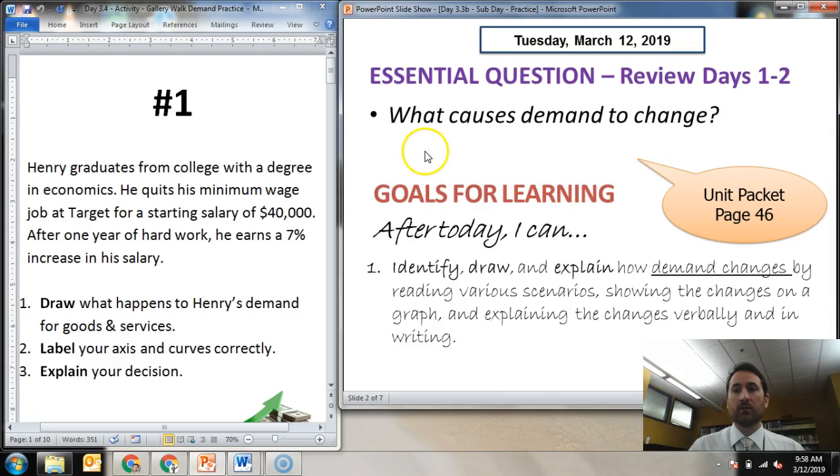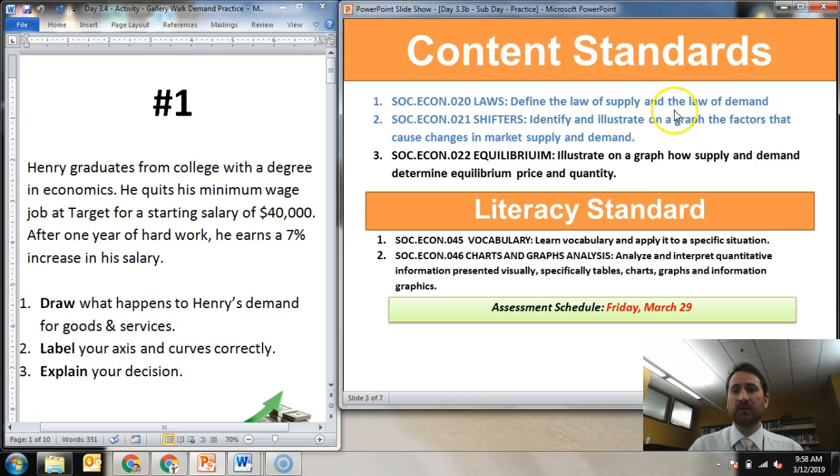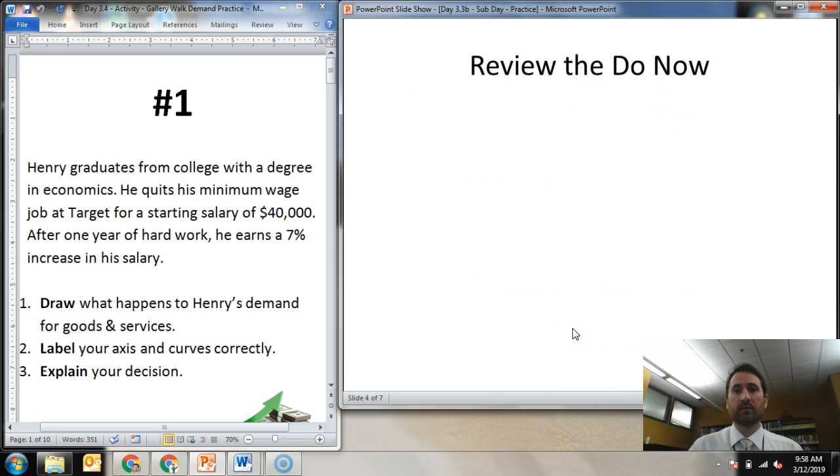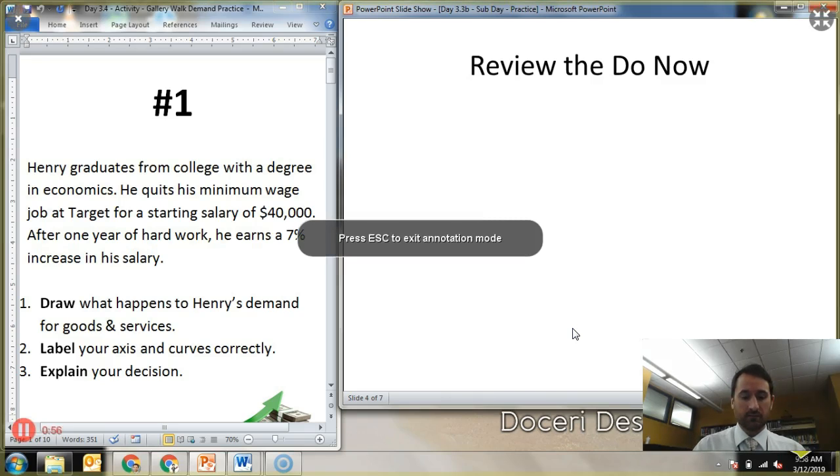Review day of 1 and 2. So what causes demand to change? We'll continue to identify, draw, and explain how demand changes by looking at these different scenarios and then explain them by identifying which of the non-price factors is causing that change in demand. Standards-wise, ties into both the first two standards here, the law of demand and the shifters, and our assessment will be on Friday, March 29th. All right, let's take a look at the do now.